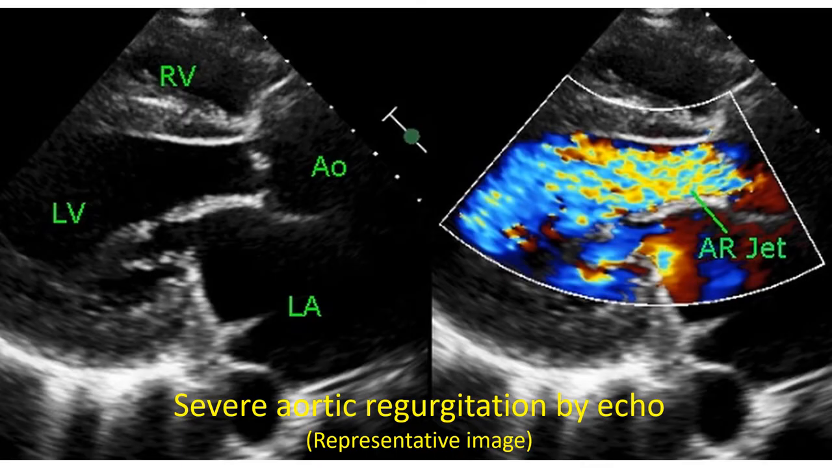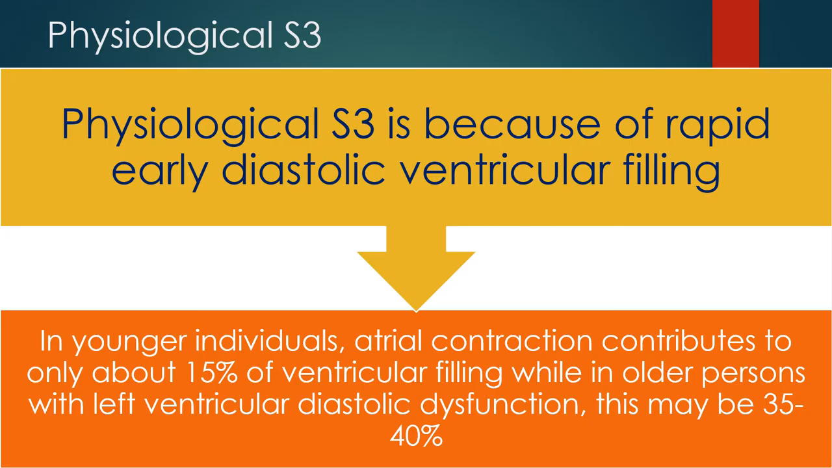Patients with S3 were more likely to have class 3 or 4 symptoms and higher mean pulmonary arterial pressures. It was a marker of severe regurgitation in all patient groups, with highest odds ratio in mitral regurgitation. While S3 was associated with marked dilatation in mitral regurgitation, it was associated with ejection fraction less than 50% in aortic regurgitation. Physiological S3 is because of rapid early diastolic ventricular filling.